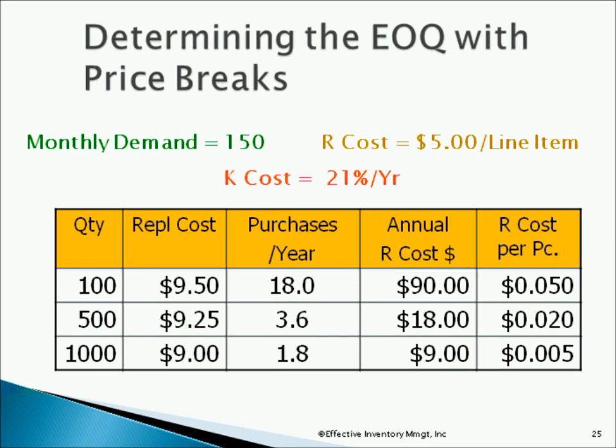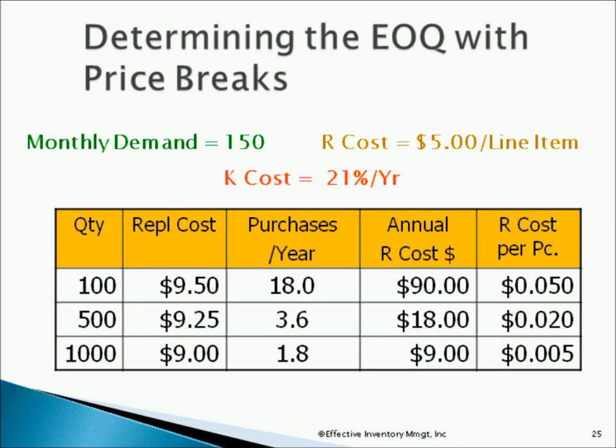If I'm selling 1,800 pieces a year, if I buy 100 pieces, I have to buy this item 18 times. 18 times 100 is 1,800 pieces. If I buy 500 pieces at a time, I only have to replenish my inventory 3.6 times a year. 3.6 times 500, again, is 1,800. If I buy 1,000 pieces at a time, selling 1,800 a year, I only have to buy this item 1.8 times a year. 1.8 times 1,000, 1,800.